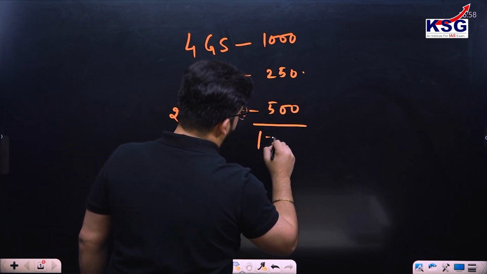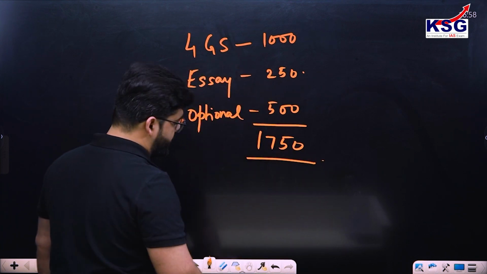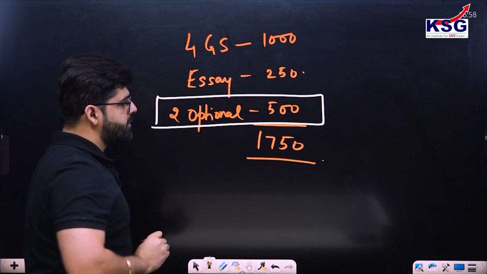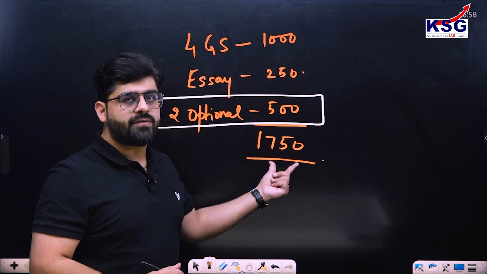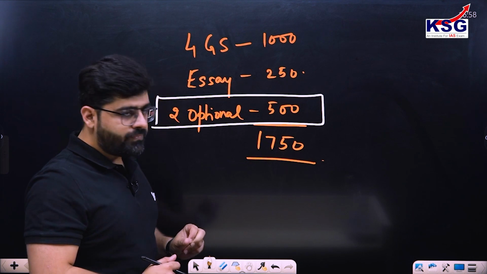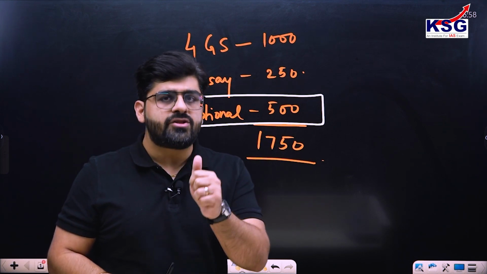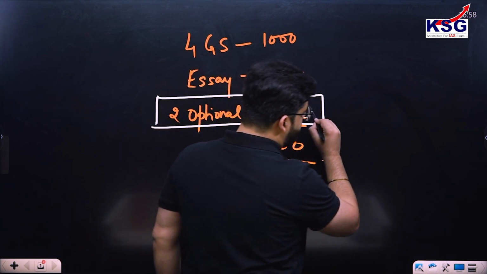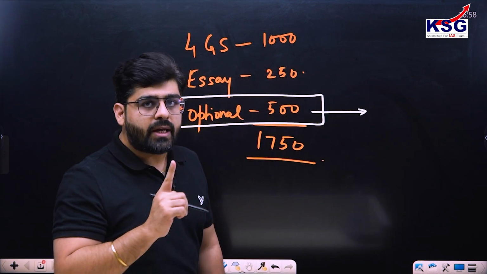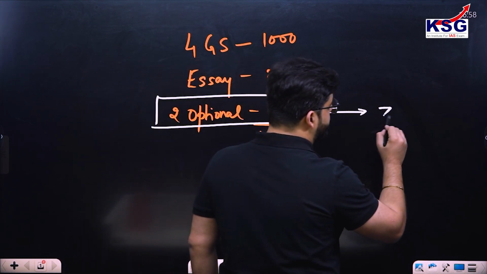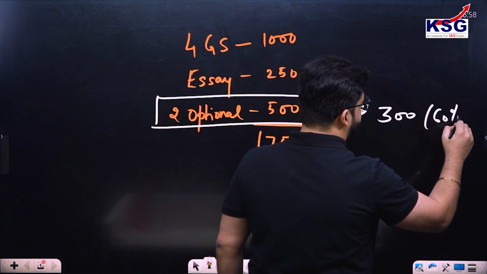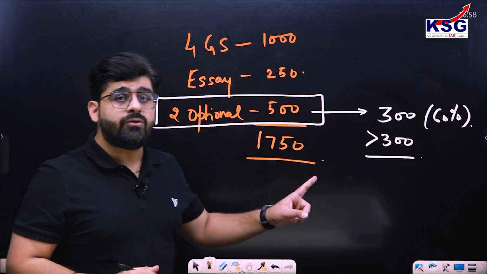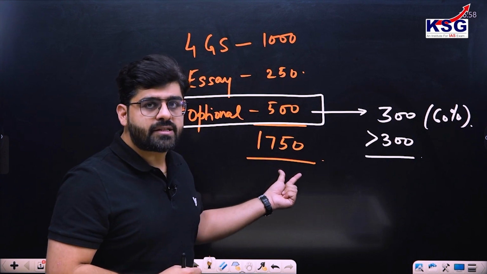Now, we have to strategize with respect to this 1750 marks, and if I only talk about the 2 papers of optionals, they'll constitute 500 marks out of 1750. Now, the strategic aspect which you have to employ as a part of your preparation is that when you are attempting for these 500 marks, you can aim for something like 300, which roughly is 60% of the marks, which will give you a boost in this entire scheme.